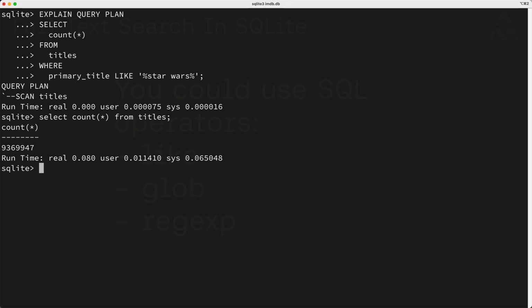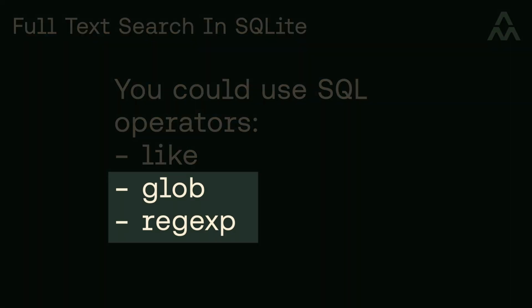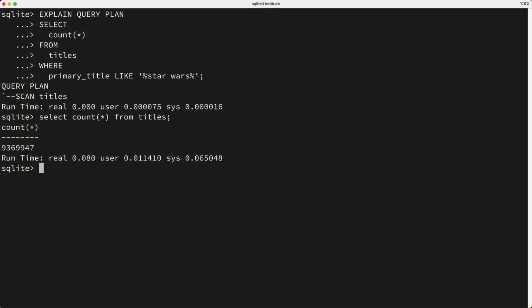Now, as I mentioned earlier, there are a couple of additional operators, the GLOB and regular expression operators, that you could use to search for a term, but these operators have similar performance characteristics to the LIKE operator, so they aren't going to work for us either. So how do we avoid a table scan?